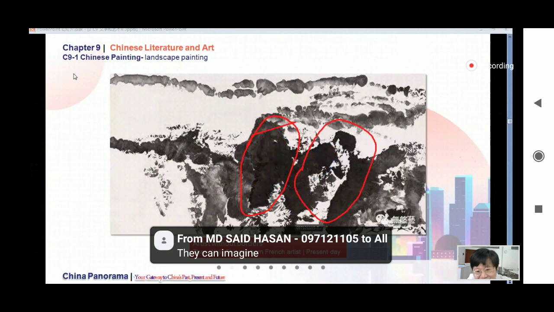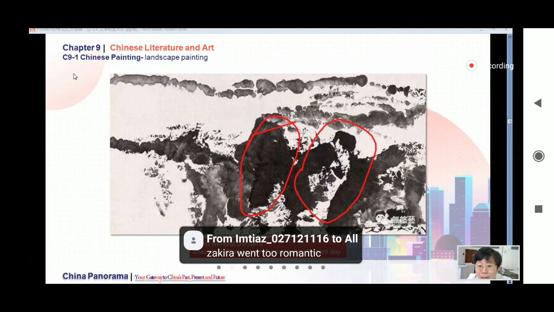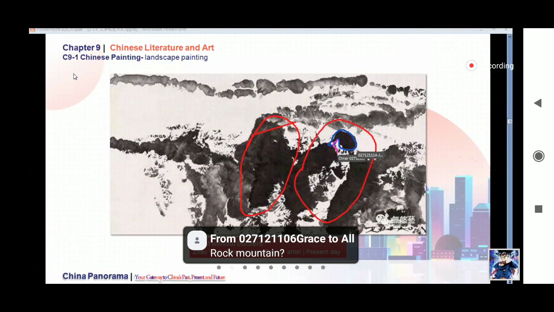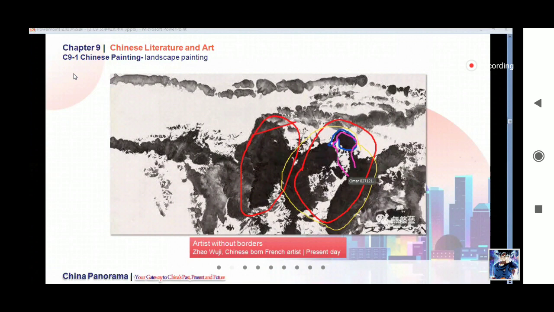Okay, other students, did you see a man kissing a woman? No. So Zakira is very romantic. I can assume it like hugging. Okay, this is a man, this is a woman. Yes, very good. So what do you think the artist wants to express with this painting?